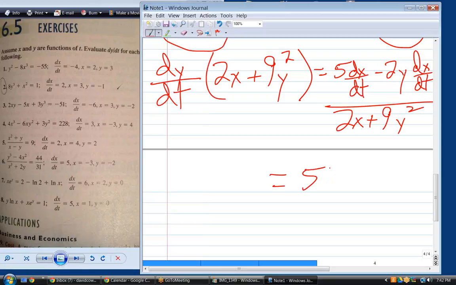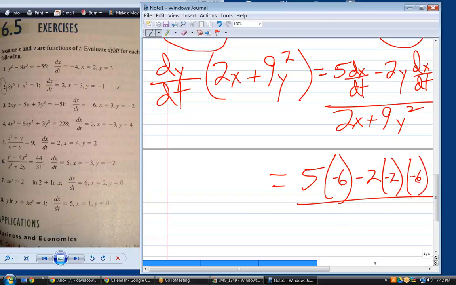5 times -6 minus 2 times -2 times -6, and then 2 times 3 plus 9 times -2 squared.